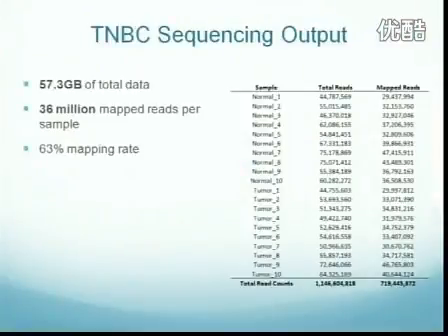When we did the sequencing, I thought because we've got some bioinformatic geeks in here, you would love to see these numbers. Essentially, we had about 57.3 gigabases of total data with 36 million mapped reads on average per sample, and our mapping rate was about 63%.